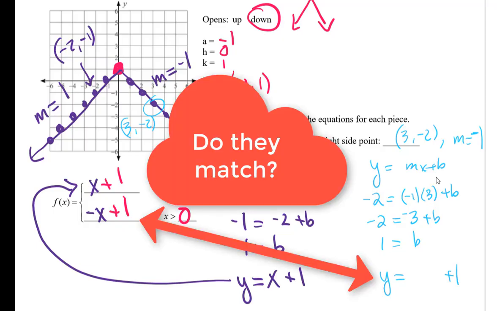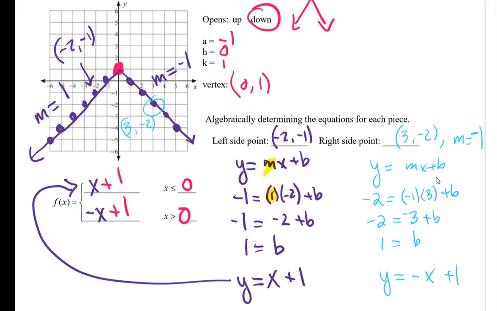So when I write this equation, my b value is going to be plus 1, and I already know my slope value is -1, so that's going to be -x plus 1, and then does this match the bottom part of my piecewise defined function? And yes, it does. So that's how I can do this problem both algebraically and graphically.